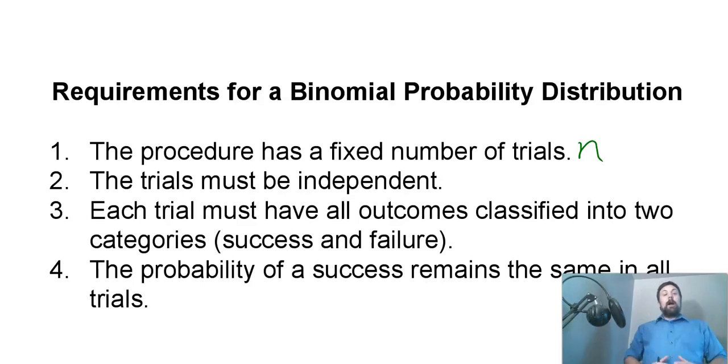The last thing is that the probability of a success remains the same in all trials. And so the probability cannot change as we go from one trial to the next. And this is kind of related to requirement number 2, that the trials must be independent. But in math, we always have to be on the lookout for, if we state these rules, is there some loophole that somebody could find that would satisfy the rules, but create a situation that doesn't work, right?